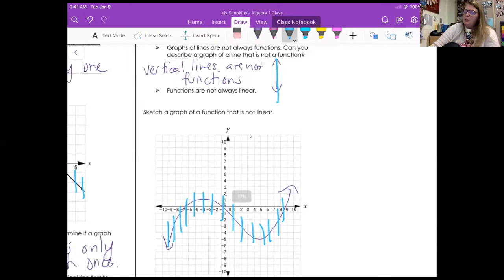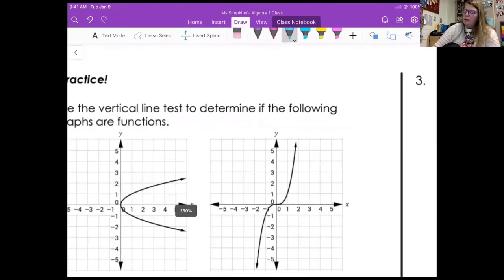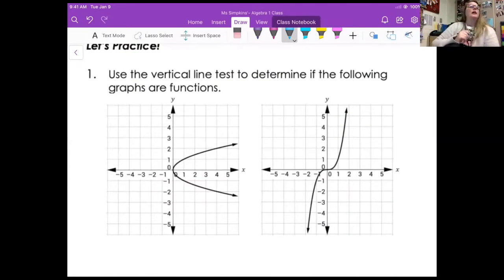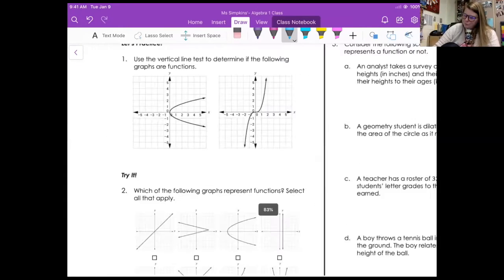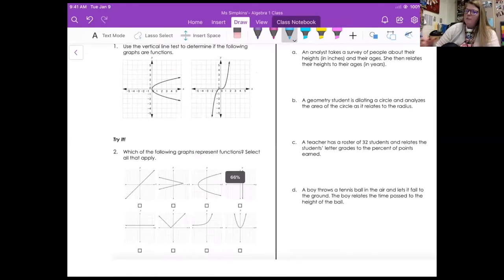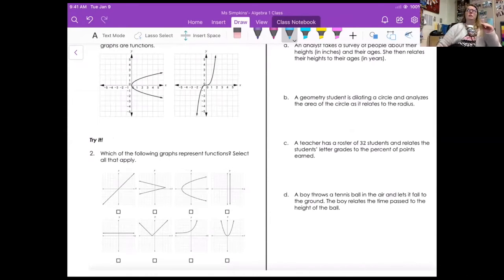All right, so what I want you to do is on number 1, if you flip the page, you're going to tell me which one's a function or not a function for each of those. And then on number 2, I want you to check off the ones that are functions. So for number 1, tell me if it's a function or not. And then number 2, just check the ones that are functions. I'll give you a second to do that.